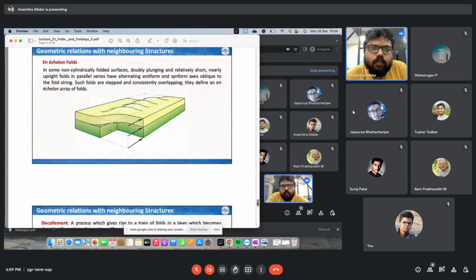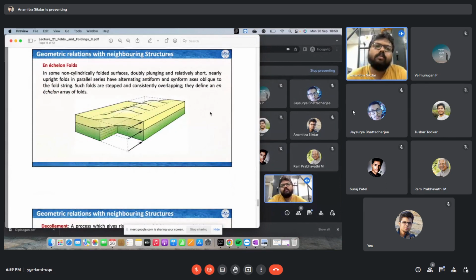So anational folds are a different kind of folds. If you move along a strike-slip fault, you may say a strike-slip transverse fault, yes. With a strike-slip transverse fault, you may end up with these anational folds. They are also very rare. It looks somewhat like this, small bumps or humps. They are arranged in arrays, repeated after some distances like this.